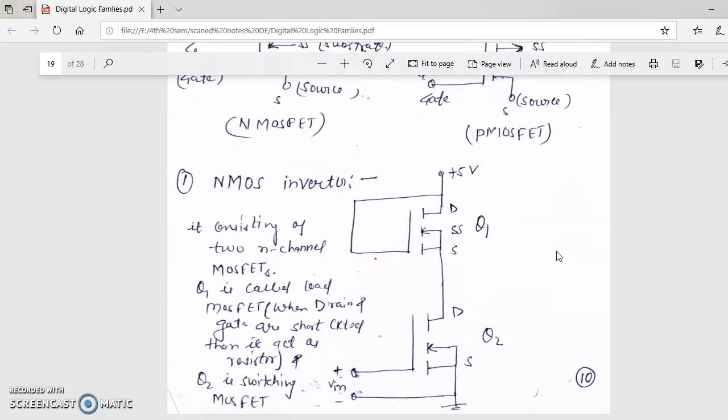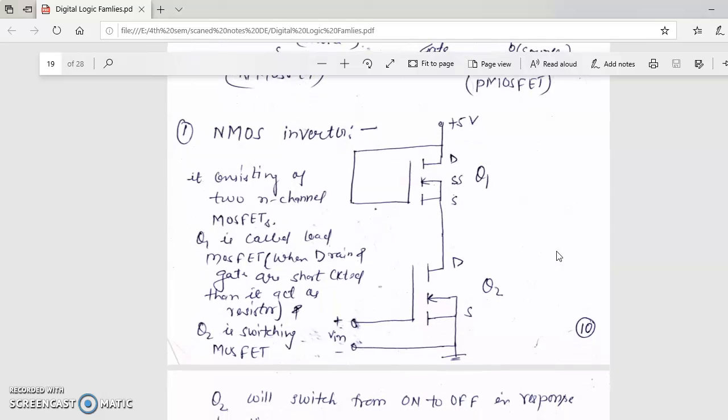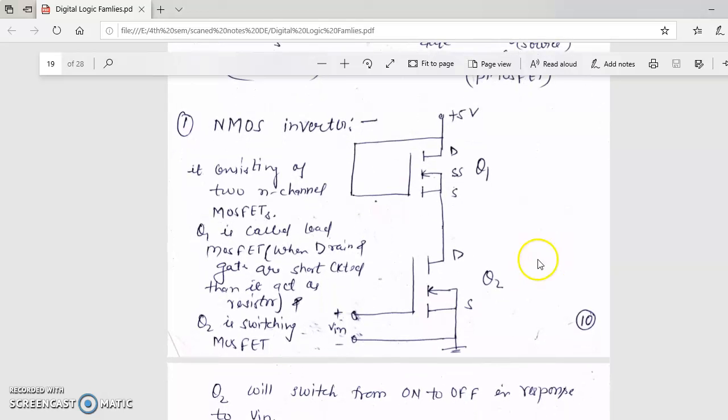Okay, first one, NMOS inverter. This is NMOS because the convention current is going inside the MOSFET. Both are NMOS, and when drain and gate are short circuited, it acts as a resistor. This is like a load resistor. This is the V in terminal, that is the applied input voltage to this NMOSFET.